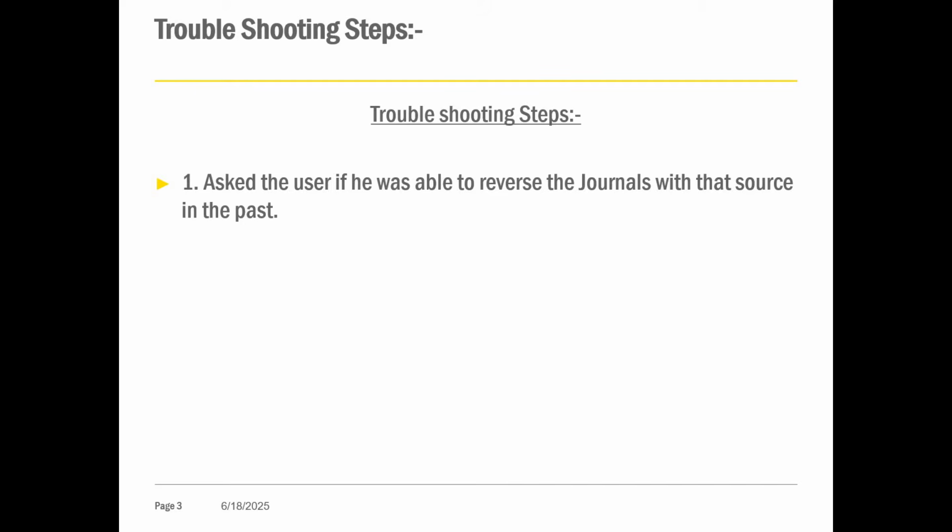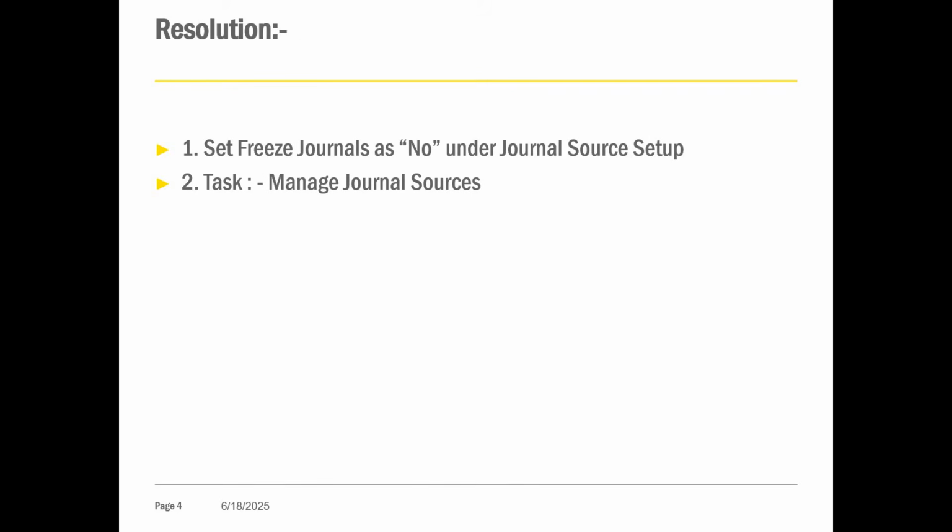Then we asked him the exact business reason why he wanted those journals to be reversed directly in the GL. Ideally, for journals imported from an external system, the reversal journal should be coming from that journal source. He provided some kind of business justification, and we were satisfied with that. So then we went into the resolution part.